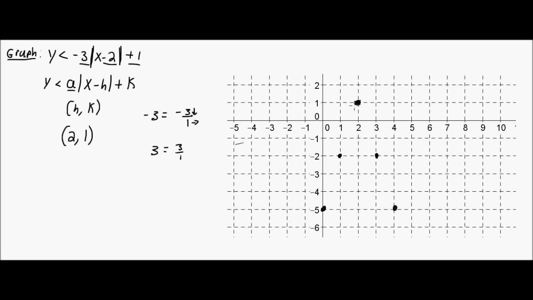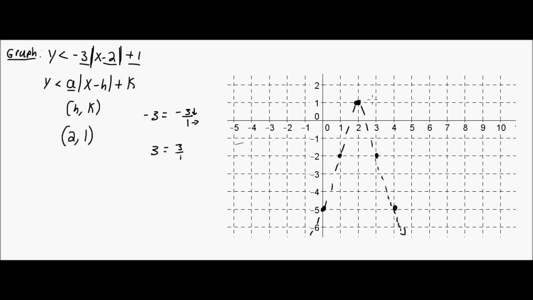Now I need to decide whether I connect with a solid line or a dotted line. Well, it's strictly less than. So the points actually on the graph of the absolute value here are not solutions. So I use a dotted line to indicate that these points are not solutions, because I have to be less than this. I can't be less than or equal to. Okay, and I'm supposed to be y is less than this graph.